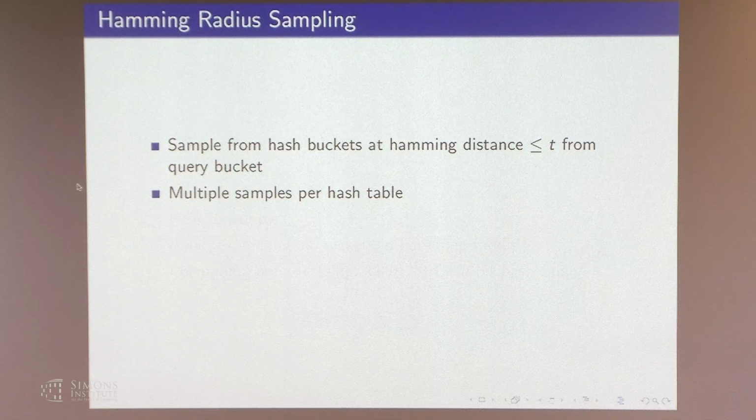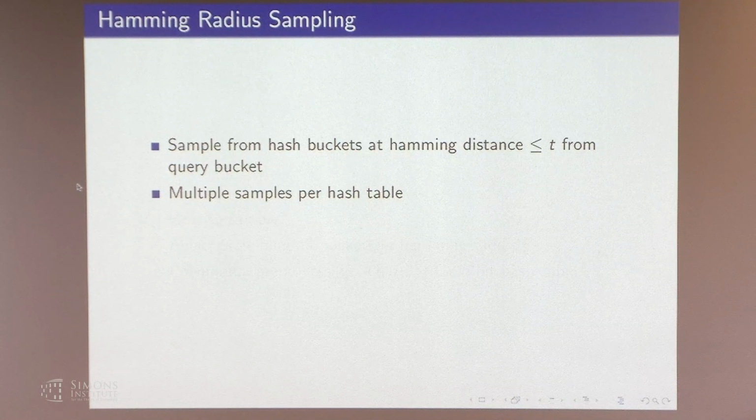Isn't this like multi-probe hashing or multi-probe LSH? It is related, yes. In multi-probe LSH, in addition to the query bucket, you also probe a bunch of other buckets that you think are likely to contain things that are nearby. Very similar idea. There are some issues with using exactly that, which is why we did this. So we sample from everything within a Hamming distance T from the query bucket.